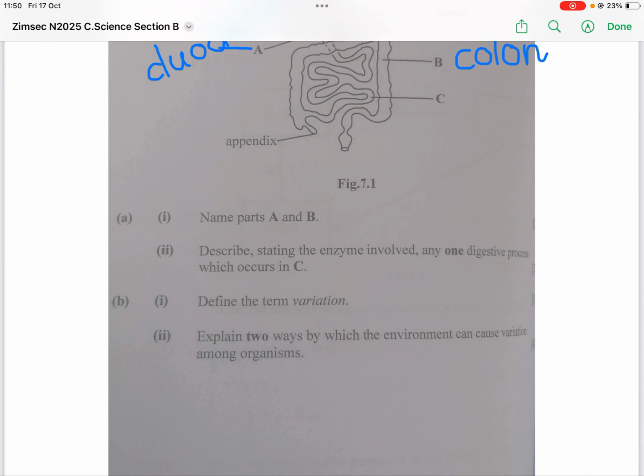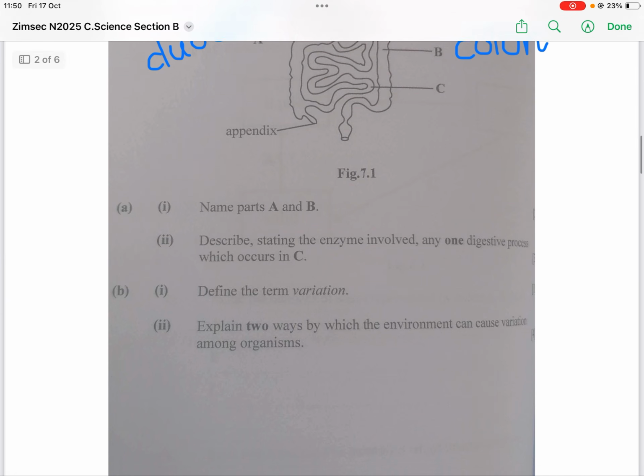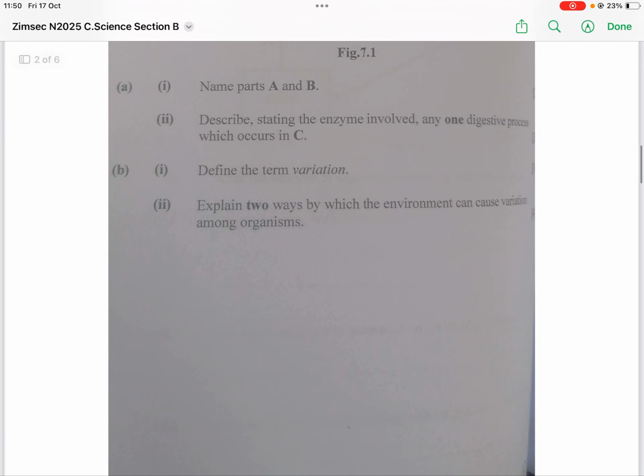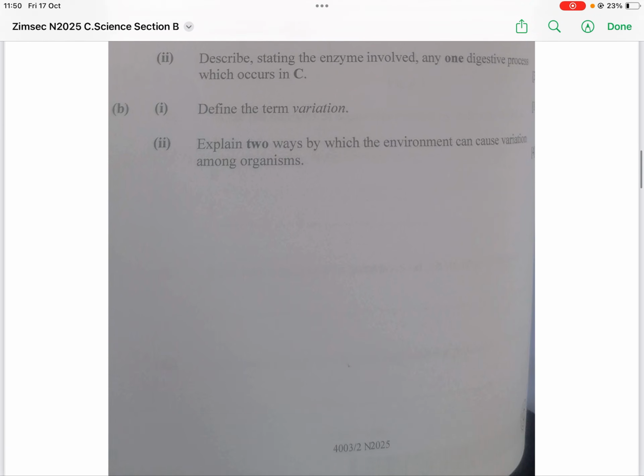Next question, we are now required to define the term variation. So there is a space here where I can answer. Define the term variation. When we say variation, this is a difference in characteristics or traits between individuals of the same species. These differences can be genetic and environmental.